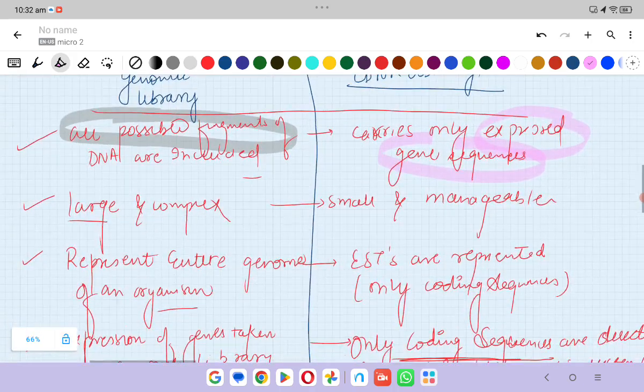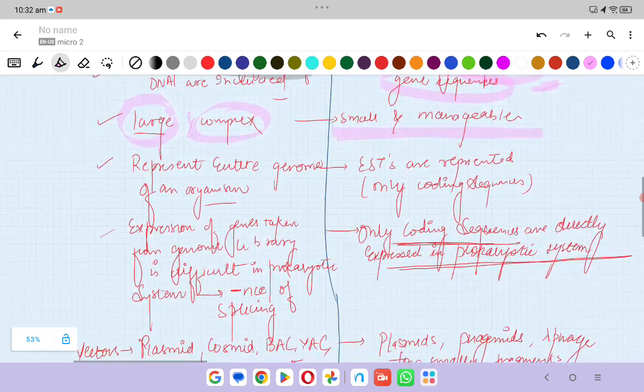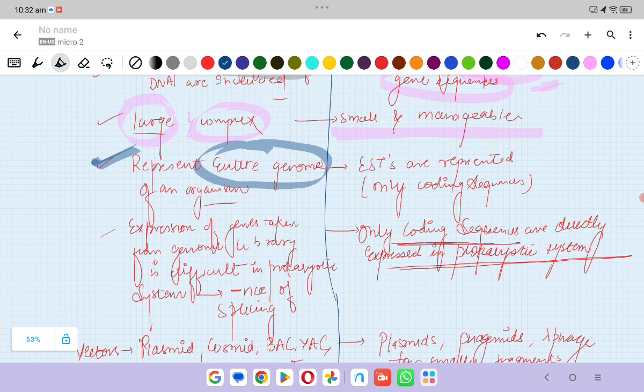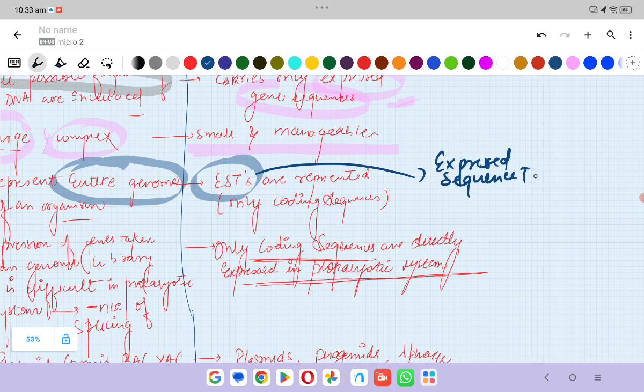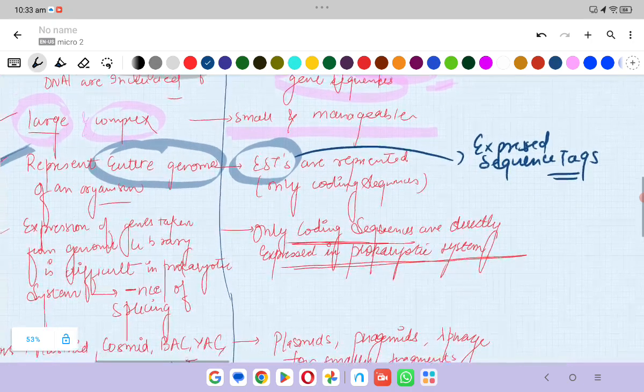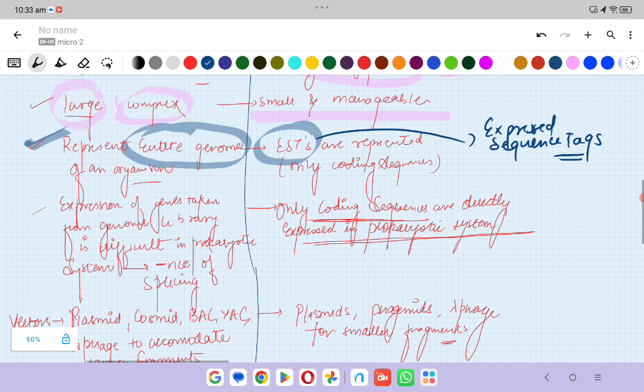Now, because all the possible fragments are taken, the data, or the genome like we have, is large and complex. Whereas because only expressed sequences are taken, the data will be small as well as manageable, right? And it represents the entire genome of an organism. Only EST refers to expressed sequence tags, the sequences which will be expressed, only the coding sequence will be represented.